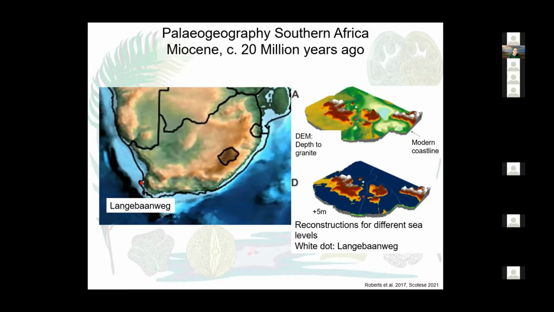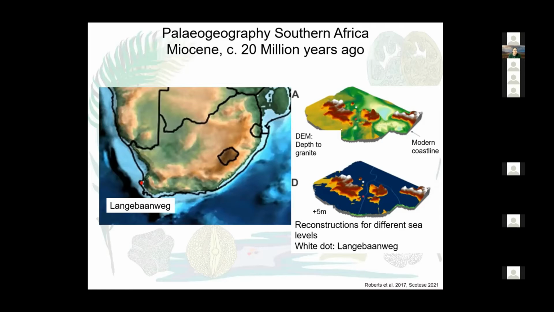And this now is a snapshot of about 20 million years ago, given to us, thankfully, by Robert Scotese. And as you can see, around 20 million years ago, the sea level was already higher than today. So a lot of this coastal area in South Africa would be flooded. And that is also shown when you look at reconstructions from the Langebaanweg area, which is where you have the red dot here.